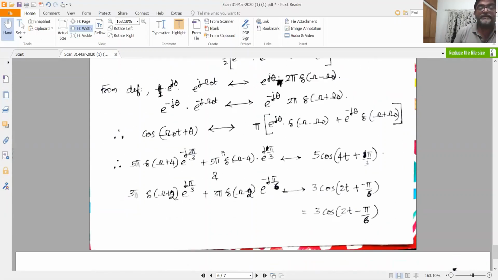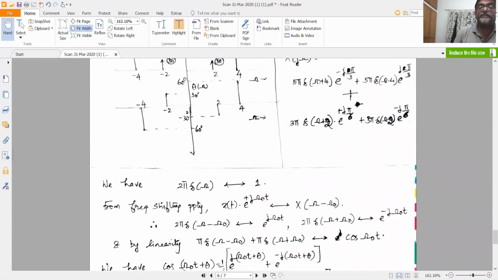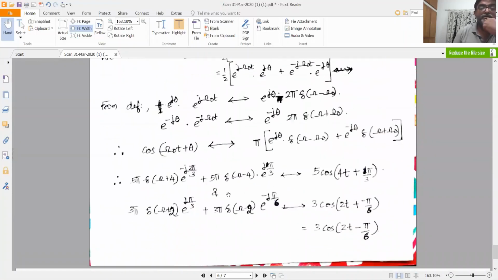So now we will compare this with the problem statement that we have here. This is x of j omega. Therefore, you have a constant 5 here, in addition to this. 5 pi delta omega plus 4 e raised to minus j pi by 3. In place of e raised to j theta, you have e raised to minus j pi by 3. Please read this as e raised to j pi by 3, e raised to minus j pi by 3, plus 5 pi delta omega minus 4 into e raised to j pi by 3.